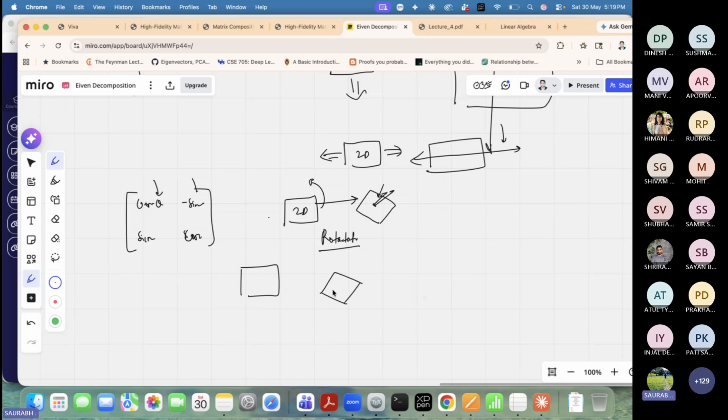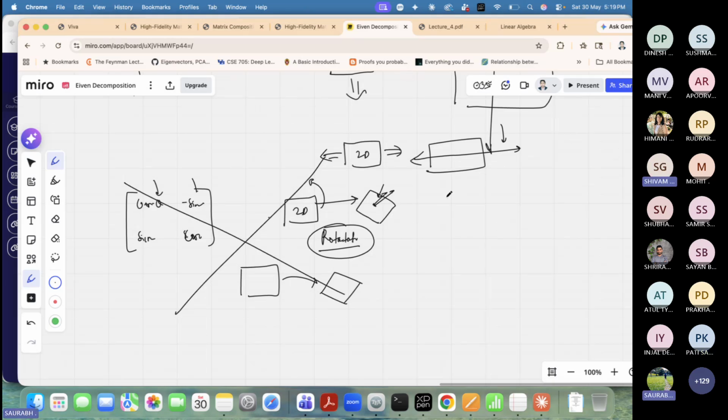Okay. Now let's say it has rotated the input space by 45 degrees. Because there is a rotation happening, there is no eigenvector. The only case wherein you will never have an eigenvector is the case of rotation. Good? Got it. Thank you.